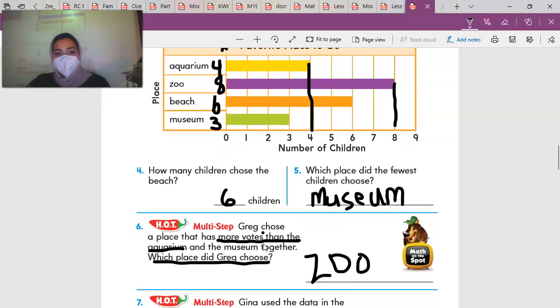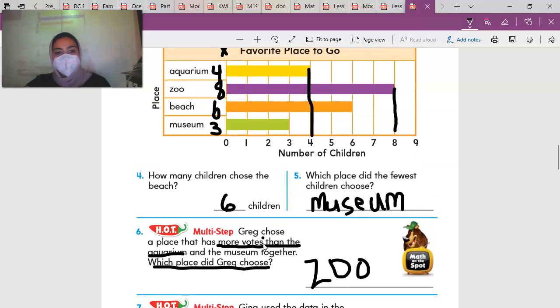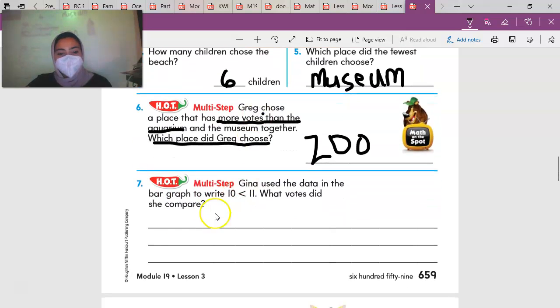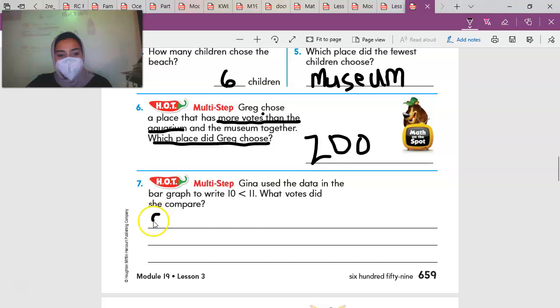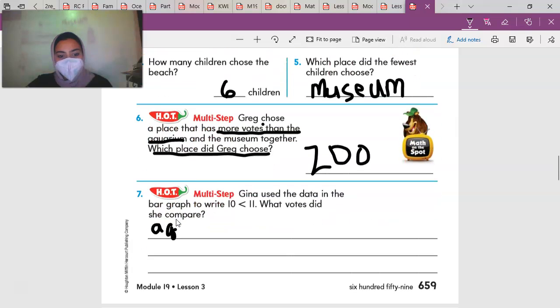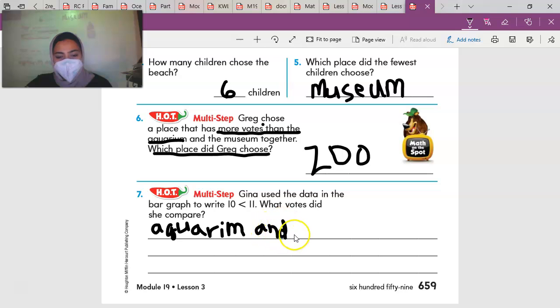And so the 6 and 4 is what? Is that 4 and 3? No, honey, look here. The aquarium plus the beach. 4 plus 6 is what? 4 plus 6 is 10. So the 10 is probably the aquarium and beach. So here you're going to write aquarium and beach votes.